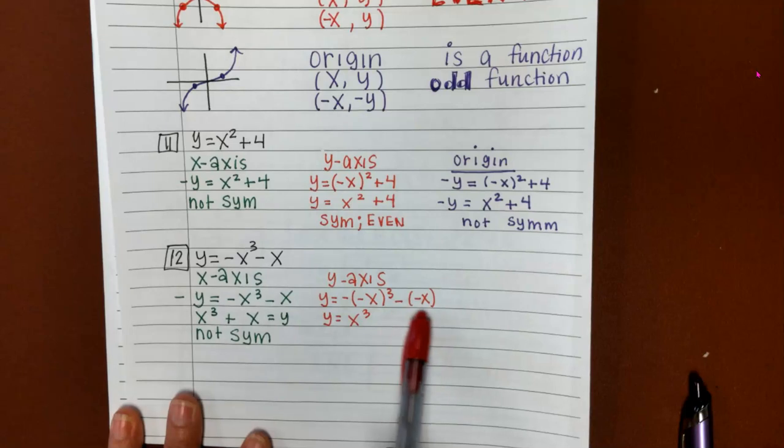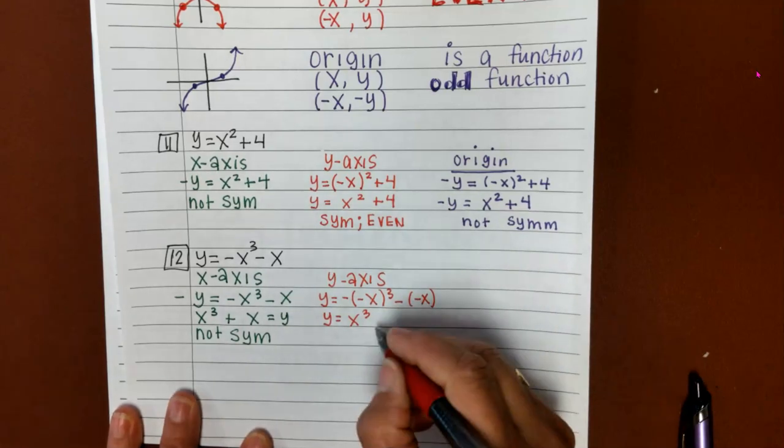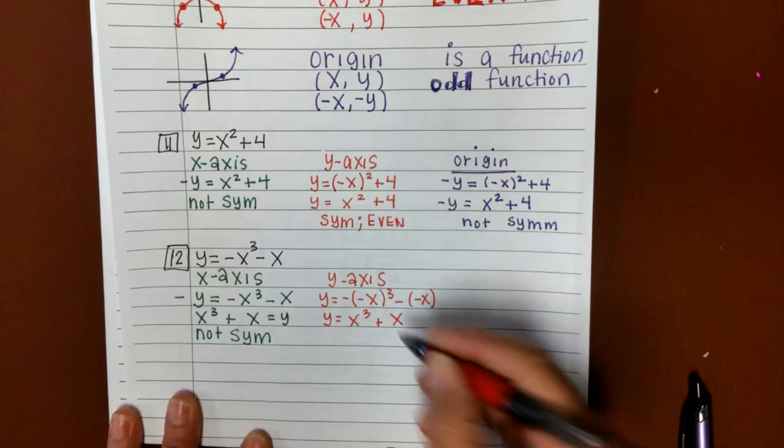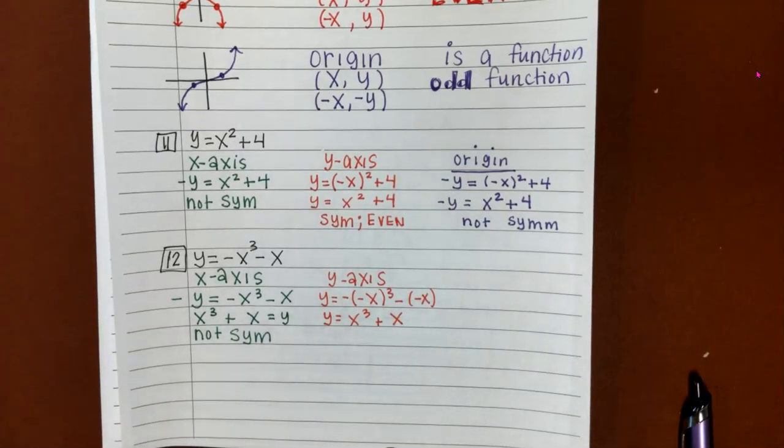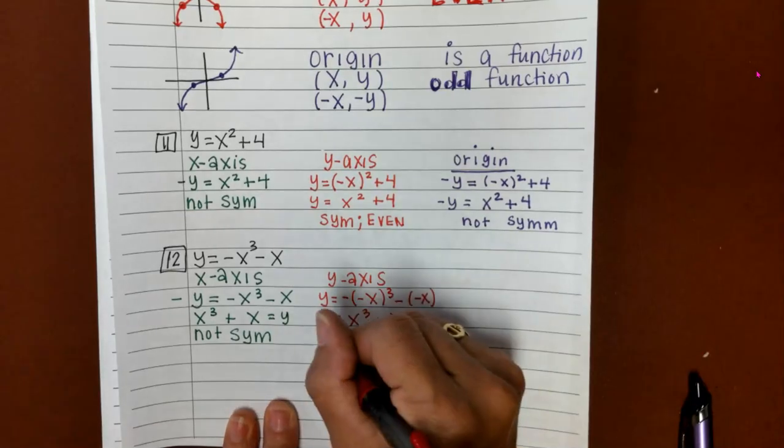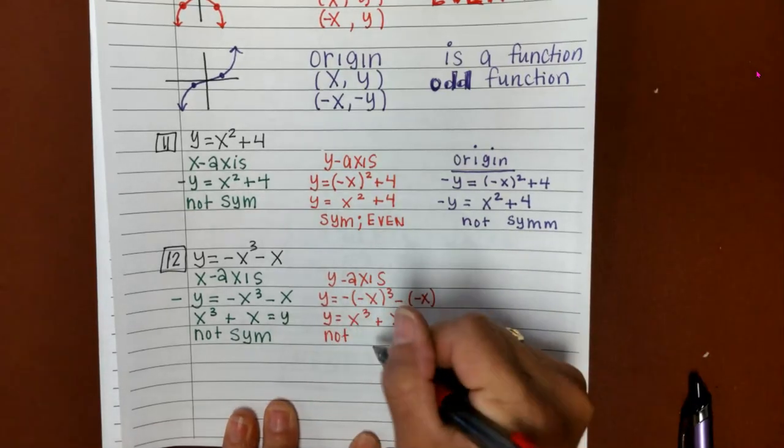What does this turn into? That's going to be plus x. Does that match what's printed on the paper? No. And if I try to flip my terms around, it still wouldn't match, because then y would be negative and then it'd just be a mess. So it is not symmetrical. That means it's not even.